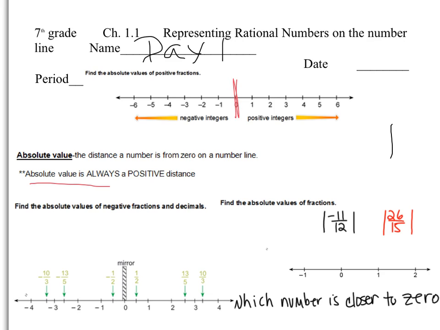Absolute value is always a positive number, and absolute value is the distance a number is from 0 on a number line. So an example, again, just to refresh your memory, 5 and -5 are opposites, but they are both 5 spaces from 0 on the number line. Positive 5 is 1, 2, 3, 4, 5 spaces to the right. Negative 5 is 1, 2, 3, 4, 5 spaces to the left. So these bars, 2 vertical bars, mean absolute value.